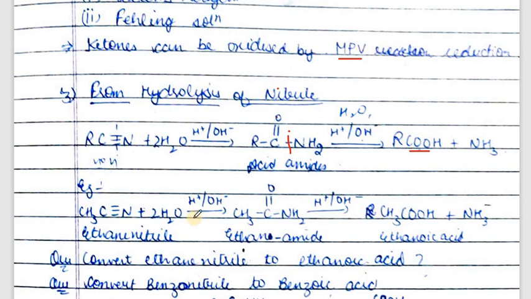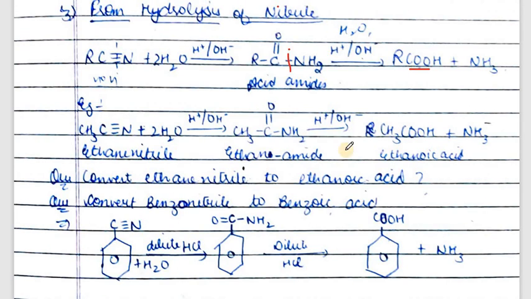If we take a particular example, this is a nitrile with 2 carbons, so it is ethane nitrile. When treated with water in acidic or basic medium it gives ethanamide, which upon further hydrolysis gives ethanoic acid. Similarly, ethane nitrile is converted to ethanoic acid in this example, and we can also convert benzonitrile to benzoic acid.